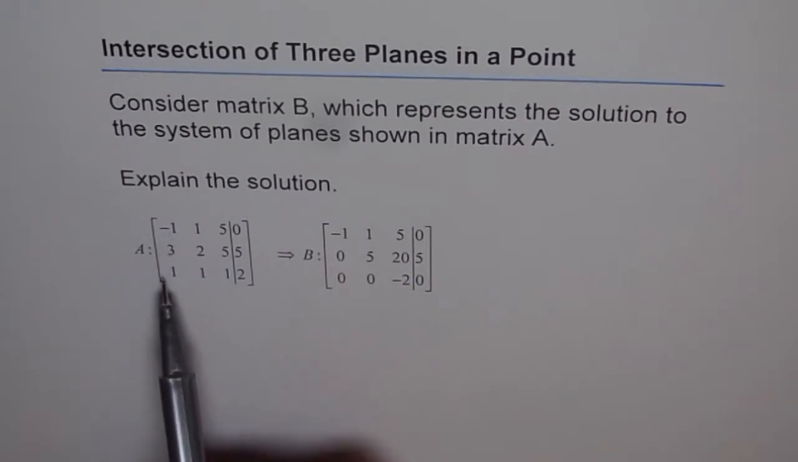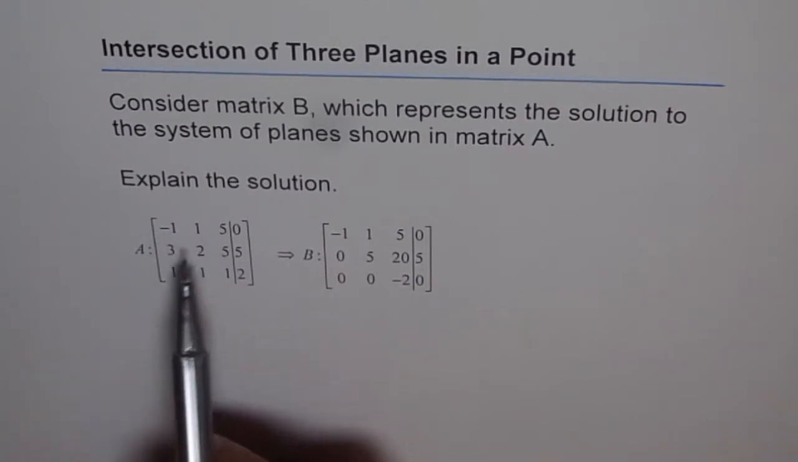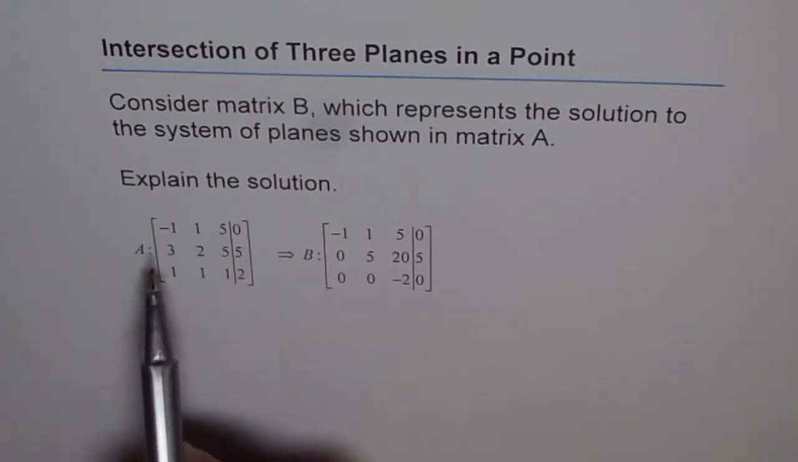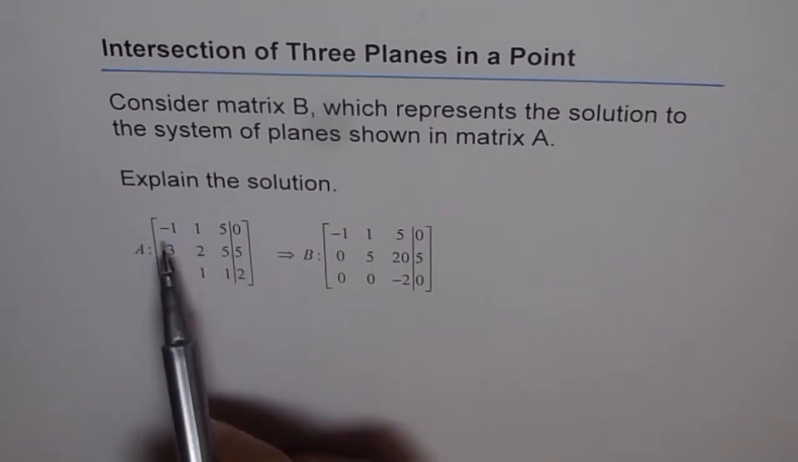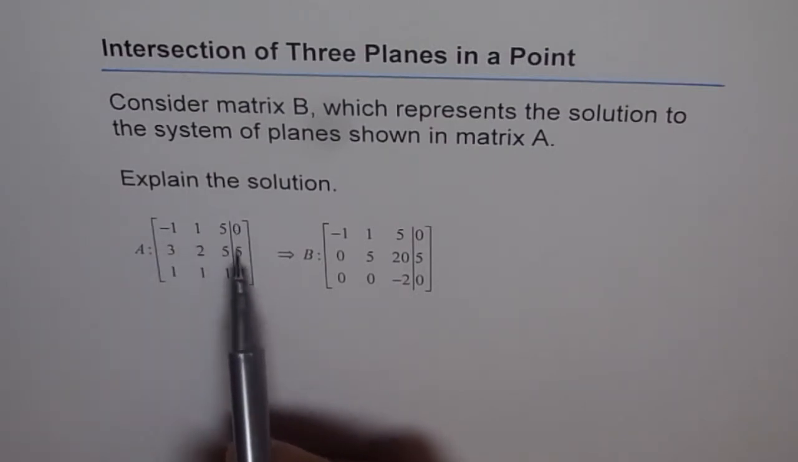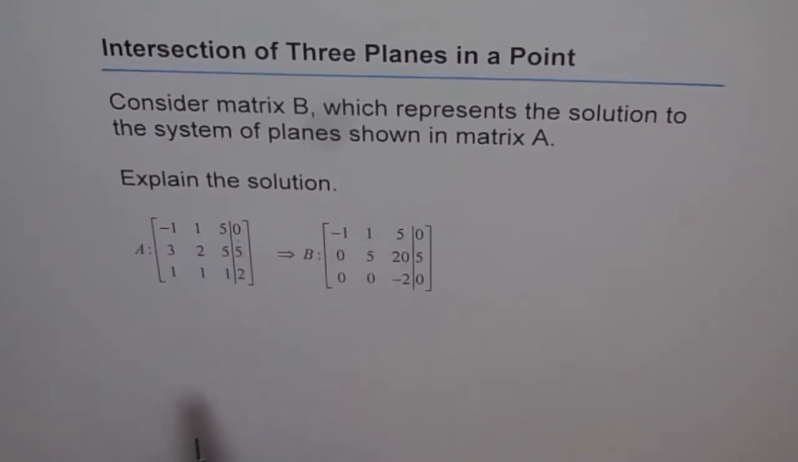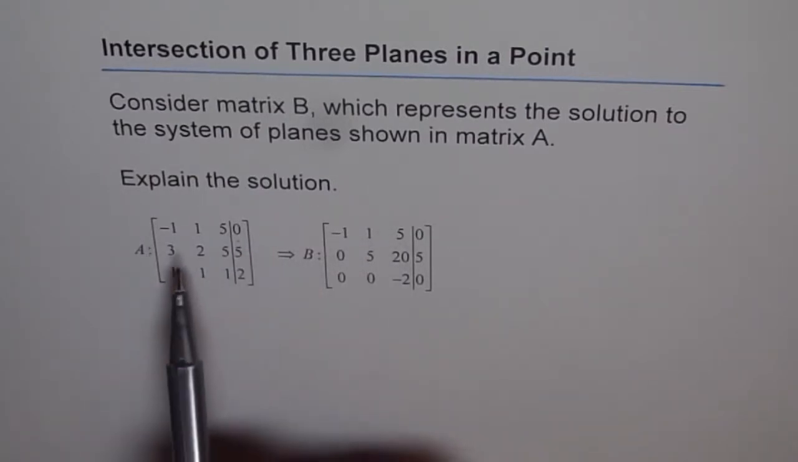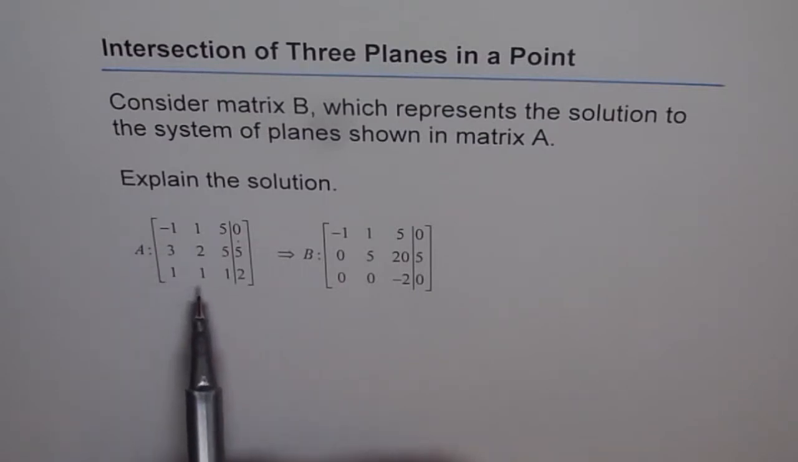So there are three planes involved, right? And these are their normals, correct? Coefficients, or the normal values rather. And that is a constant value, which is on the right side of the equal sign. Now when you do the row reduction process, that is what you get. So B represents the solution for the system.